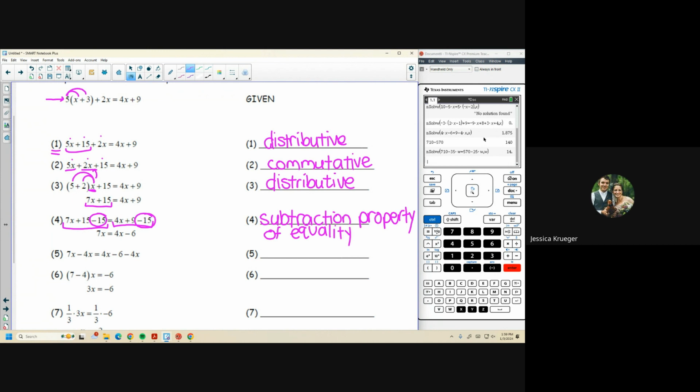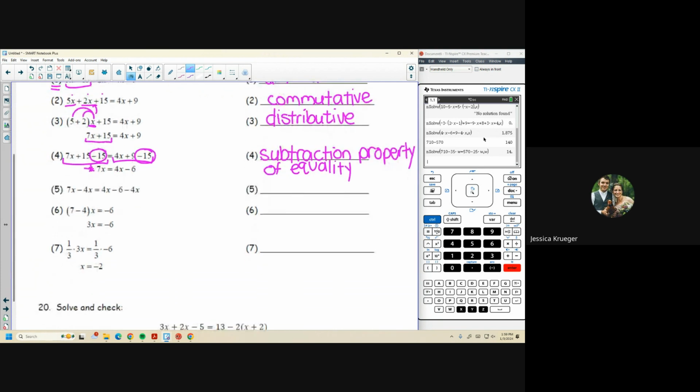And once we do that, we get to this step right here. When I look at this step here and compare it to the step in number 5, I've got to think about what's different. So when I look at this, there's a minus 4x on both sides. So guess what? That's another subtraction property of equality.